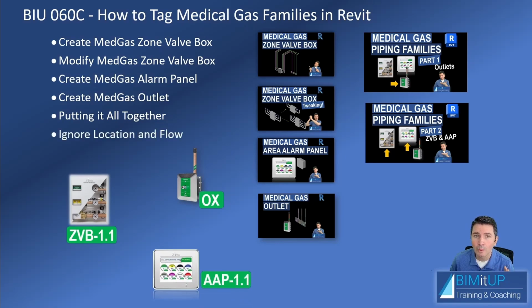Keep in mind that all the locations and flows that I show here are just for explanation purposes, so please ignore them. They're not by any means supposed to be accurate. This is just for you to understand how the families behave, how the families work, how to pipe them, how to tag them, and all that.